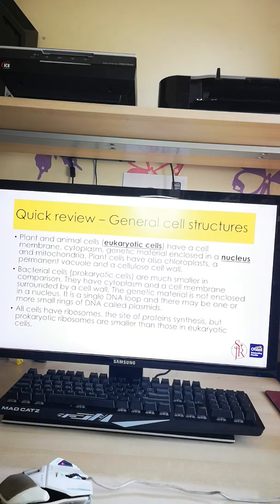The genetic material is not enclosed in a nucleus. It's a single DNA loop, and there may be one or more smaller rings of DNA called plasmids too. And we've also reminded ourselves that those important ribosomes are in all cells, and they're the site of protein synthesis. But prokaryotic ribosomes are smaller than those in eukaryotic cells.